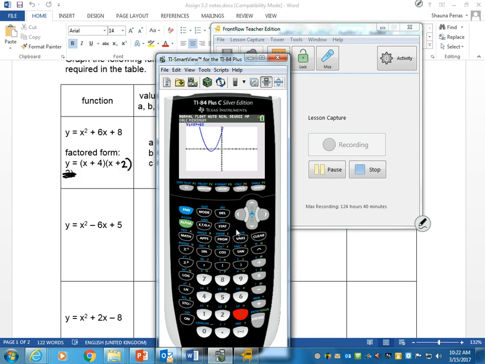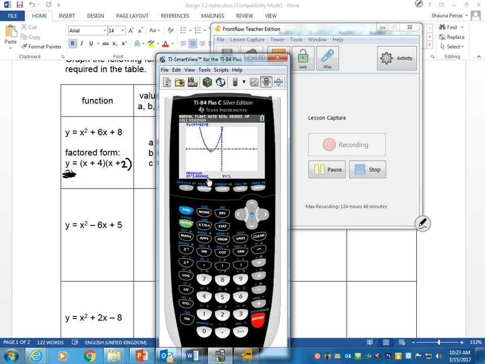So we're going to go second, trace, and there's a minimum option here, right? So I'm going to hit 3 for minimum. It says left bound. That means you have to be on the left side of the vertex. So you go all the way so that you know you're on the left side of the vertex, till I start coming back up, enter, and then it says right bound. So then I go till I know that I'm to the right of the vertex. I hit enter, and then it says, what's your guess? So I go down to where I think the vertex actually is. I hit enter, and it tells me my vertex is at negative 3, negative 1.